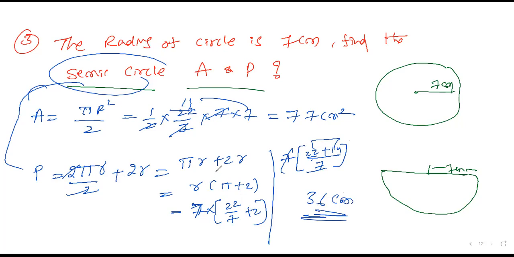If you are uncomfortable, you can substitute here also in pi r plus 2r, and you will get the same answer. No problem, you can calculate separately. The calculation is your own wish. Whichever way you are comfortable, you can take it out. Okay, now it's very clear. Can I move to the next page?